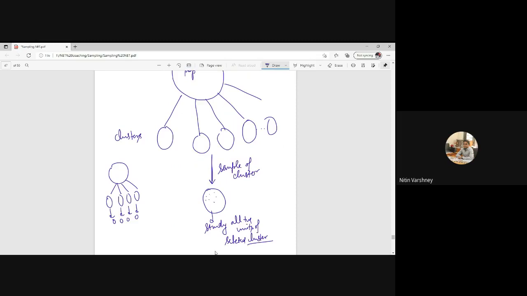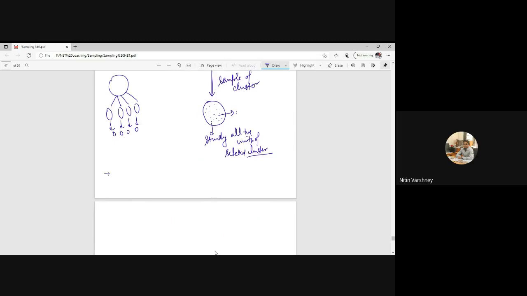After that, these are my sample size. So all the units in this particular cluster will be my sample size. Got it? Generally clusters are made up of neighboring units, and the smallest unit is known as an element.